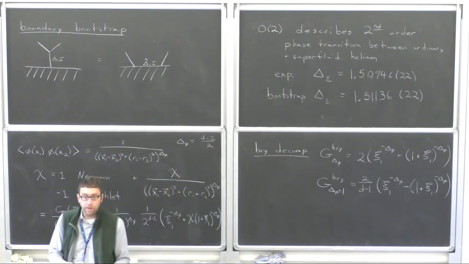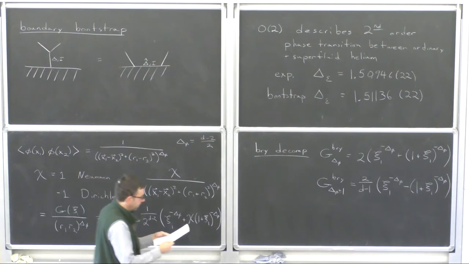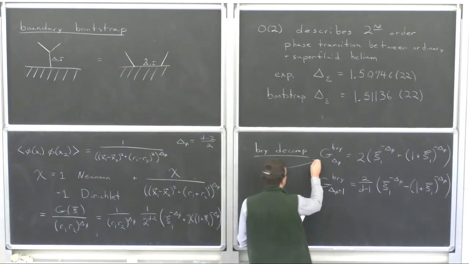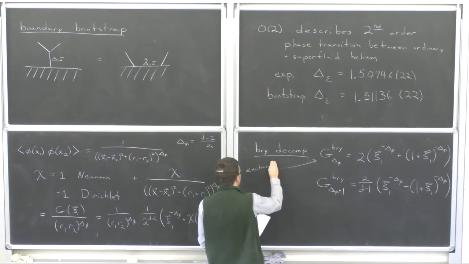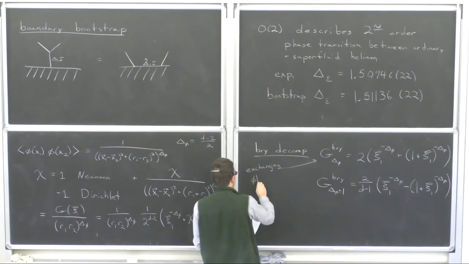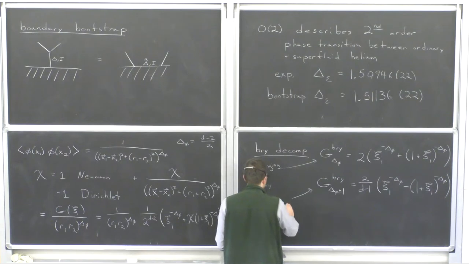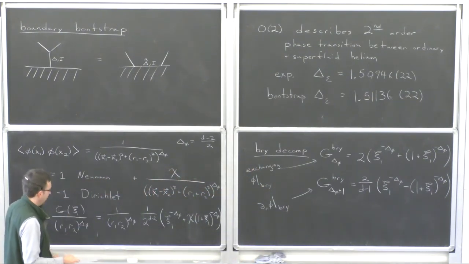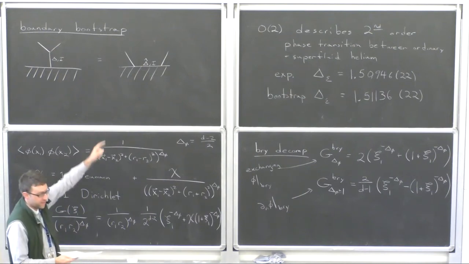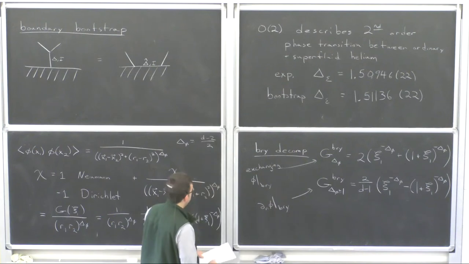I get basically the same thing, but with a sign flip. So in this case, I'm exchanging, you could think about it as, phi on the boundary. And in this case, I'm exchanging the normal derivative of phi on the boundary. Okay, so that's one side of the crossing constraint, the right side. And then we have to do the bulk decomposition.